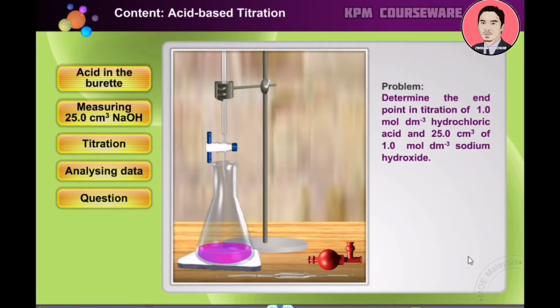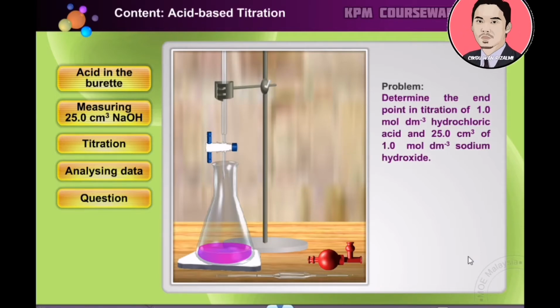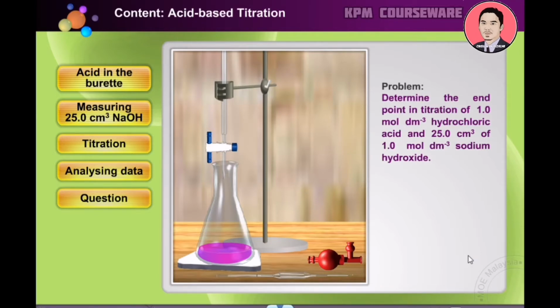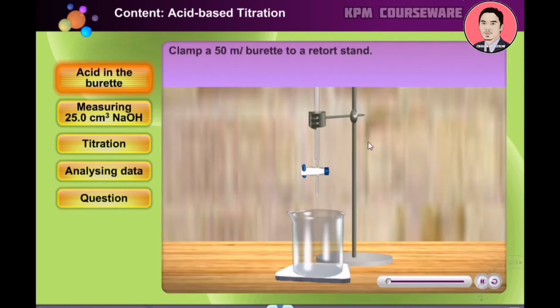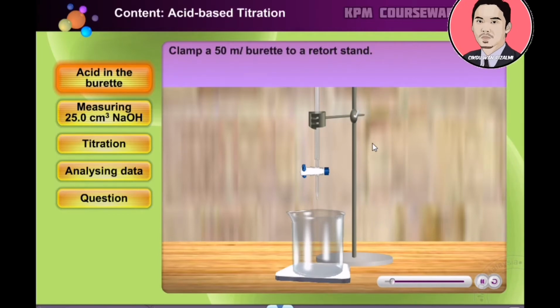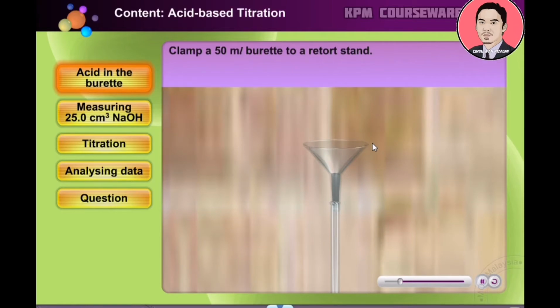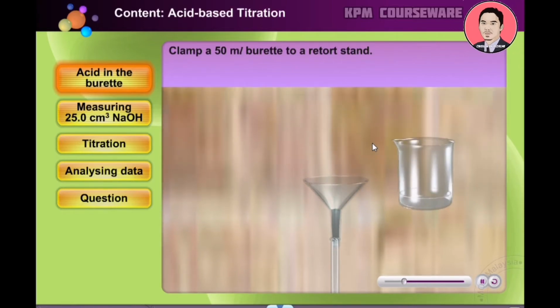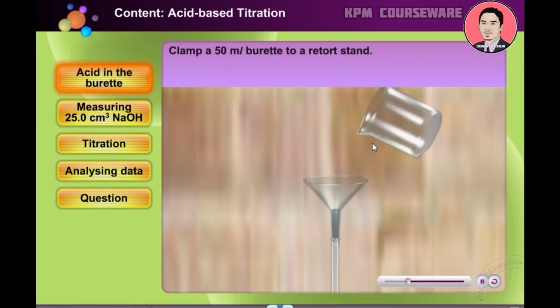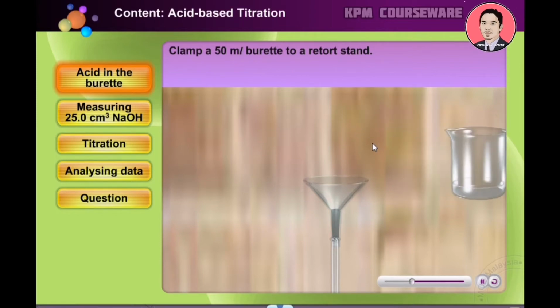Let's carry out an activity to determine the endpoint in titration of 1.0 mole per cubic decimeter hydrochloric acid and 25.0 cubic centimeter of 1.0 mole per cubic decimeter sodium hydroxide. Click on the button. Clamp a 50 ml burette to a retort stand. Place a filter funnel and open the stopcock. Rinse the burette twice with 5 cubic centimeter of hydrochloric solution.